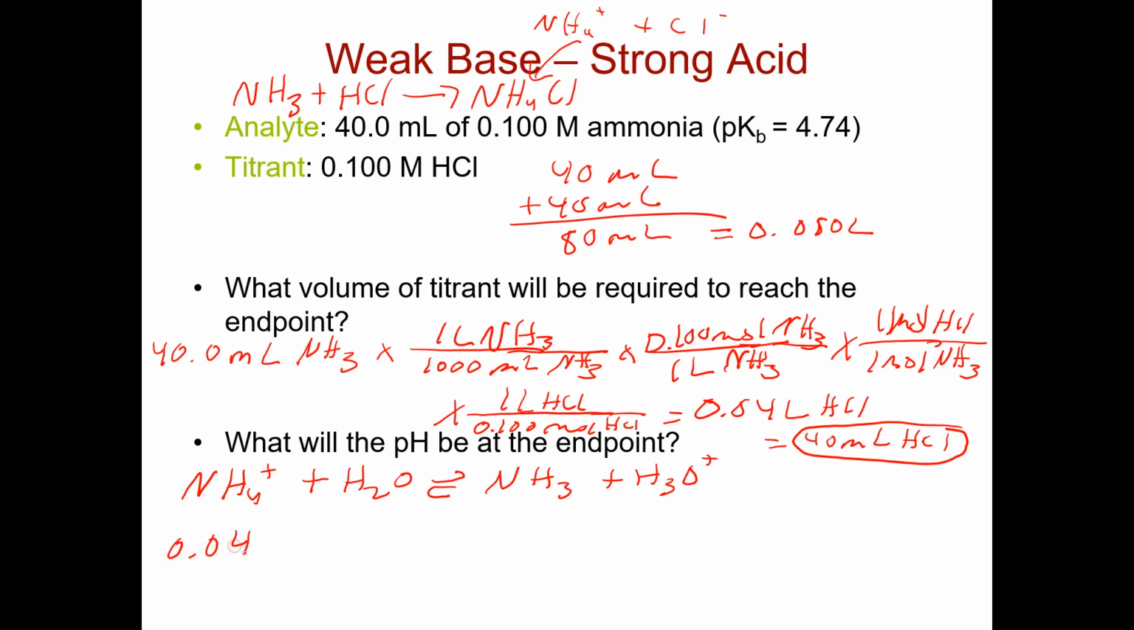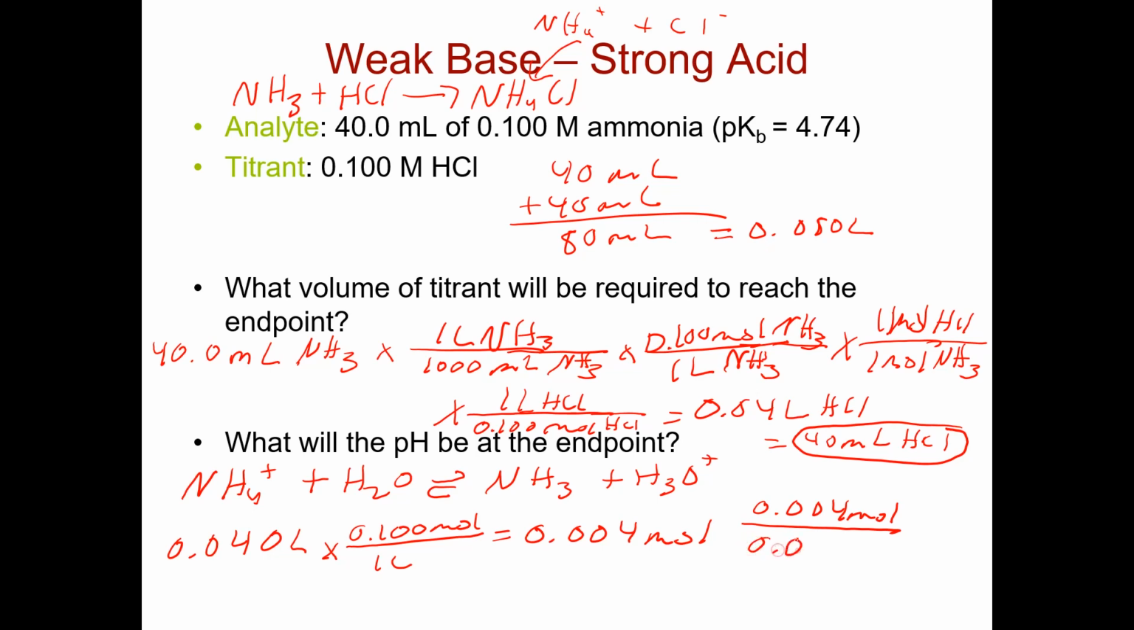So we have 0.040 liters of ammonia, and we start with 0.1 molar ammonia. So 1 liter has 0.1 moles in it. So 0.04 liters times 0.1 gives us 0.004 moles. So we take 0.004 moles and divide it by the number of liters. That gives us a concentration of 0.05 molar. So this is the concentration of our ammonium ions.